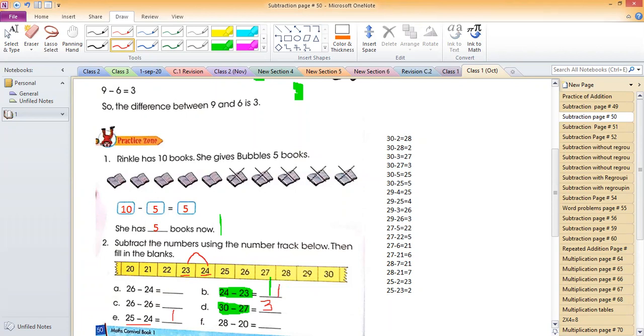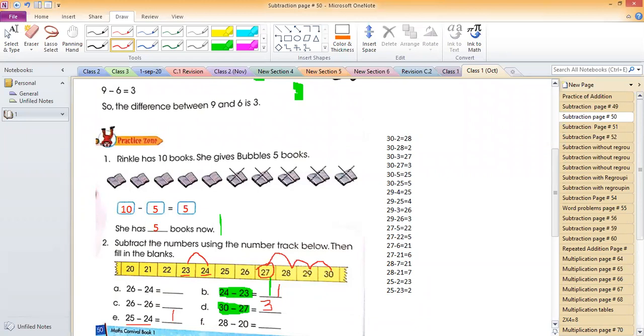30 minus 27. You will not go back 27 times; it will be harder for you. So you will go from 30 until you find 27. Go back. One step, 29, two steps, 28, and third step, you will find 27. So how many steps did you take back to reach 27? 1, 2, and 3. So this answer will be 3.